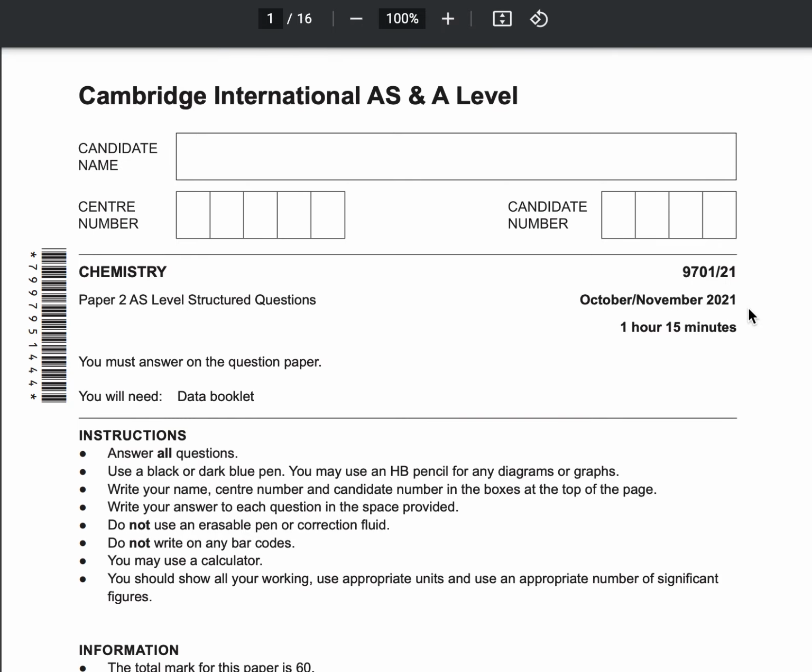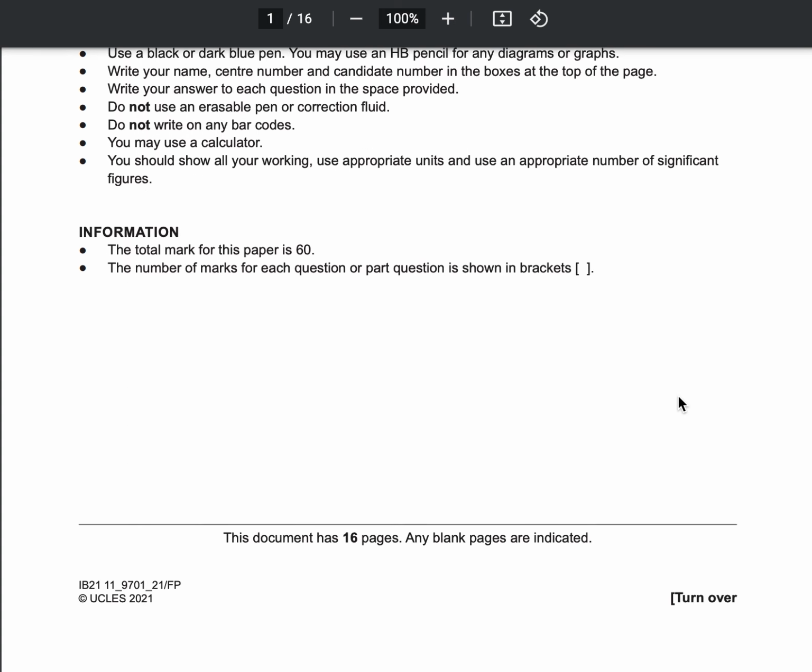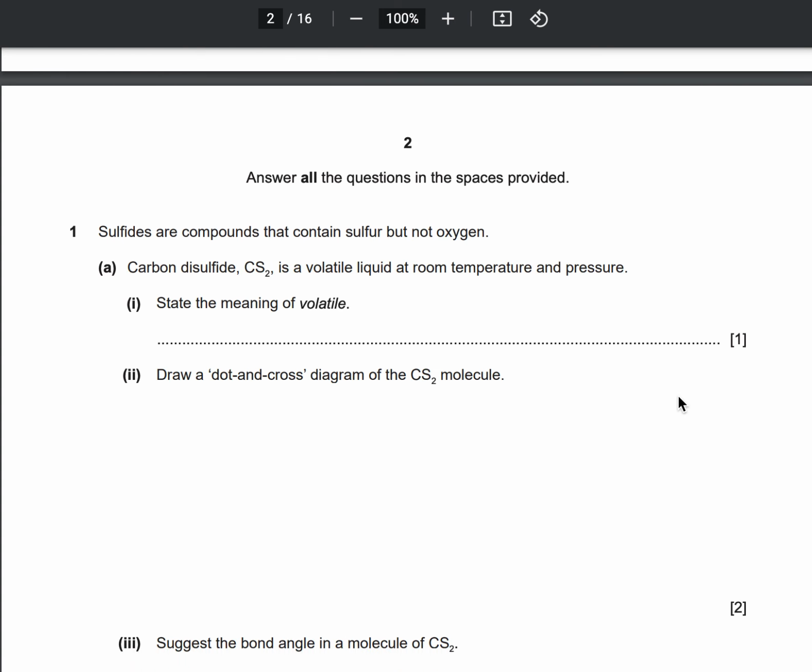Today we'll be doing chemistry A-levels paper 2, which is AS level, and this is October-November 2021. So let's start with the first question.